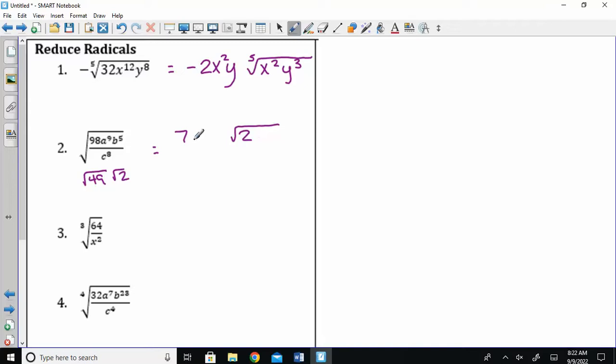If you have 9 A's, how many groups of 2 come out? 4. So then there's 1 left. 5 B's, how many groups of 2? And 1 left. 8 C's, how many groups of 2? 4. Does everybody understand how we're getting that?